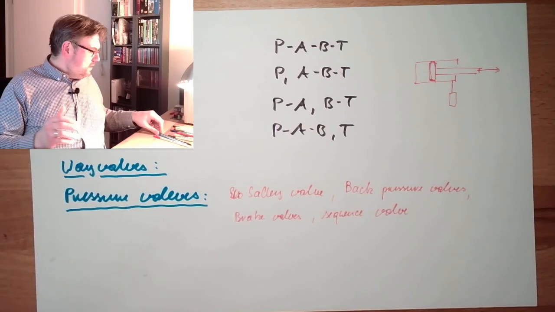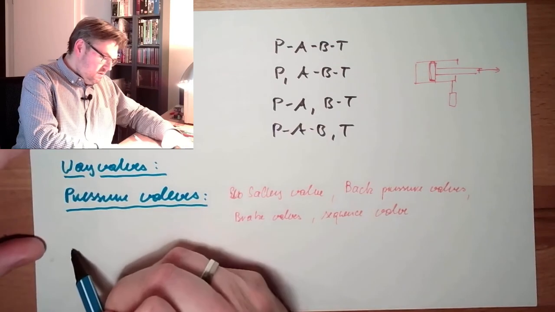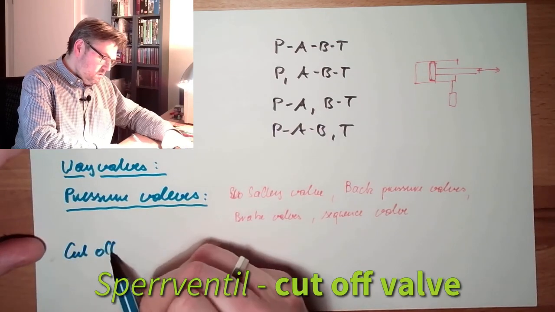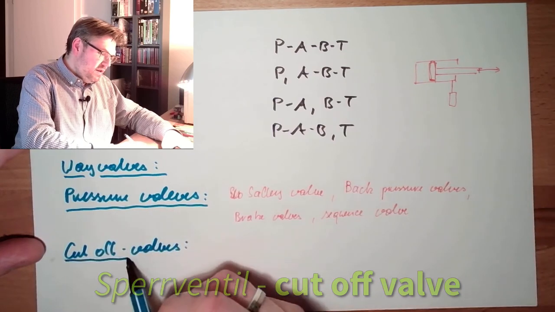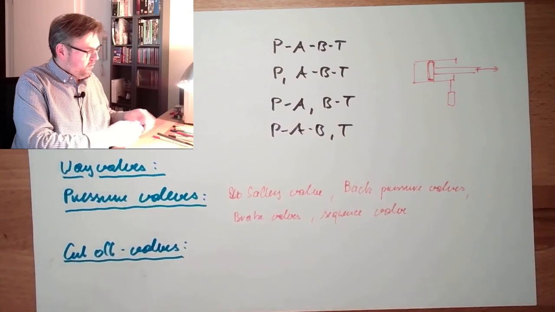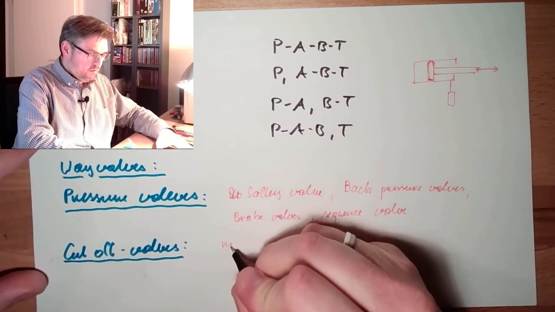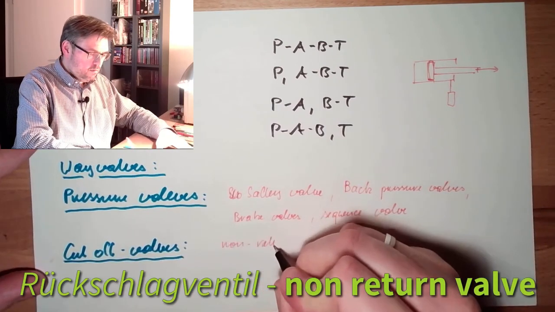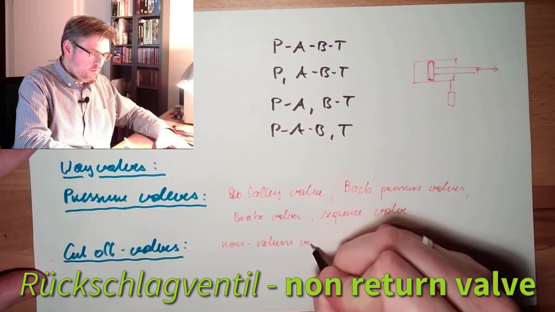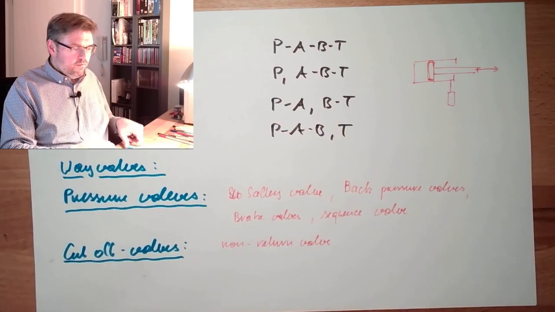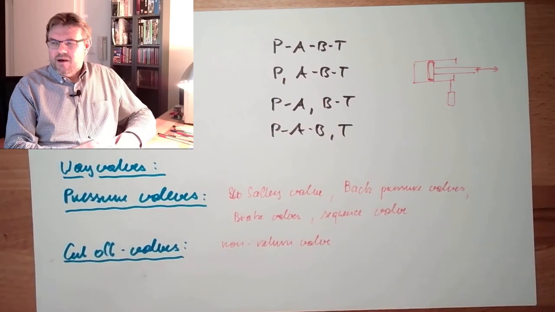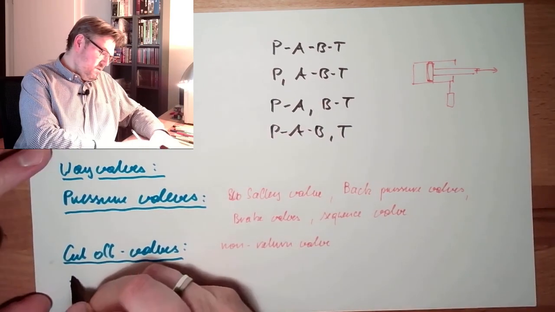Then there are, of course, the cutoff valves. I mentioned this at the beginning. This is, for instance, the non-return valve. Cutoff valve. And then there are the flow valves.